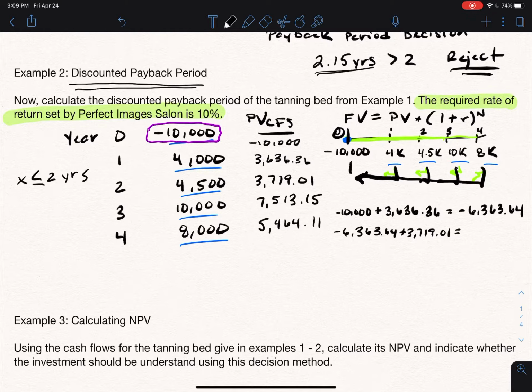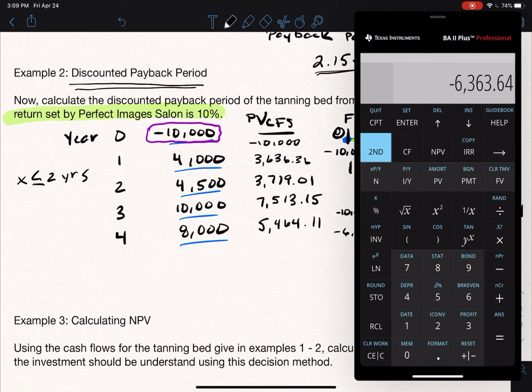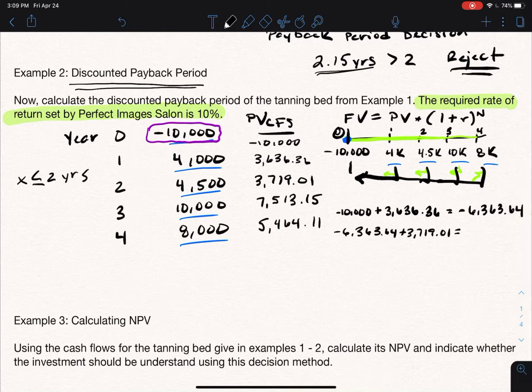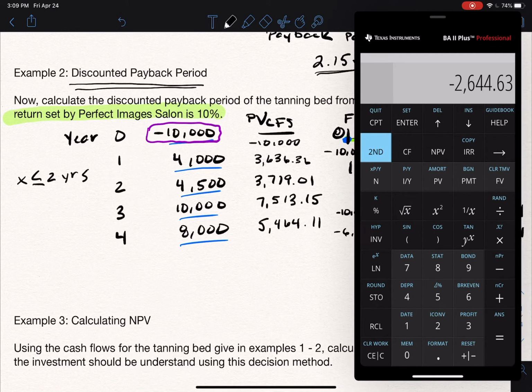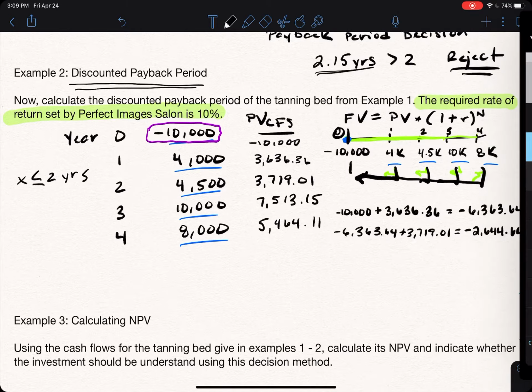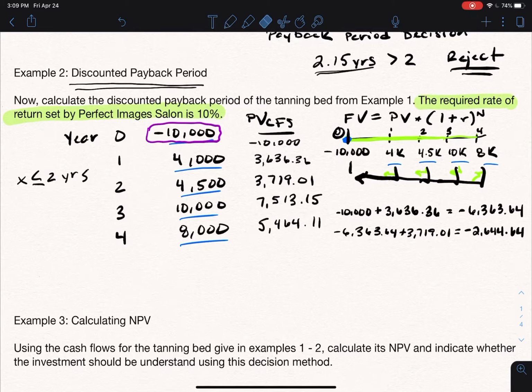All right, so this is year two. Plus 3719.01. So that gets us to 264463. Did I write that? Oh, 63, sorry. There we go.